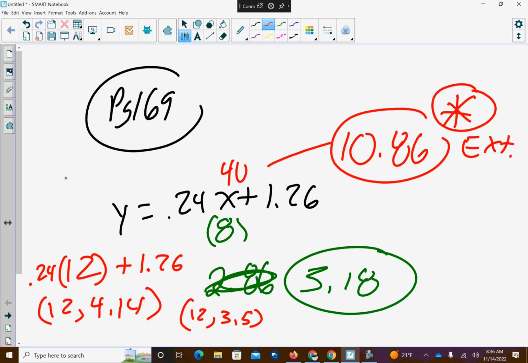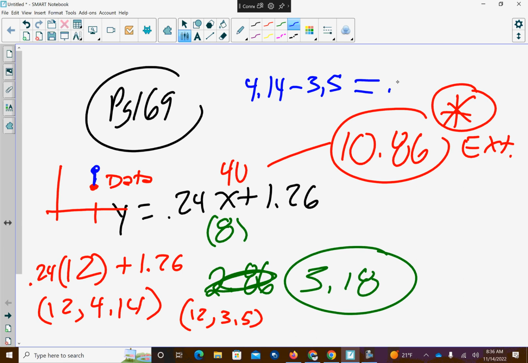So if you think about this, 12 comma 3.5 is the data. But my line of best fit is where my line is going to fall, and that's 12 comma 4.14, so I'm going to subtract those. So 4.14 minus 3.5. So we get a residual of 0.64.